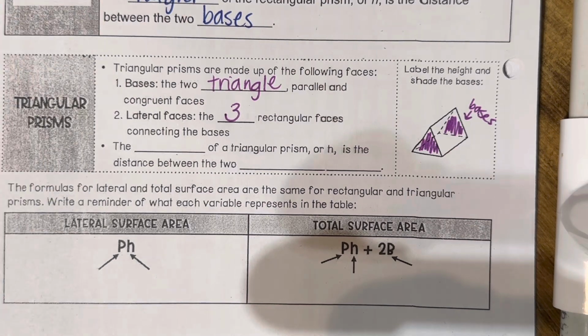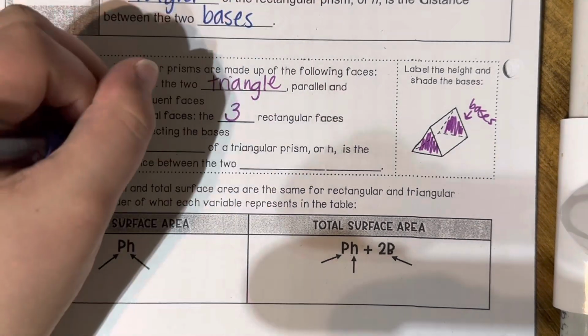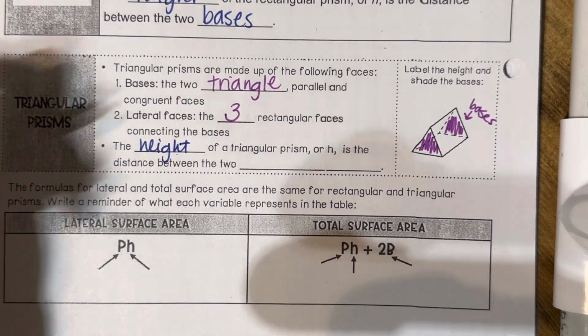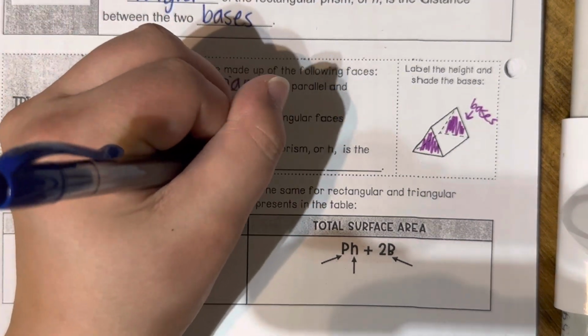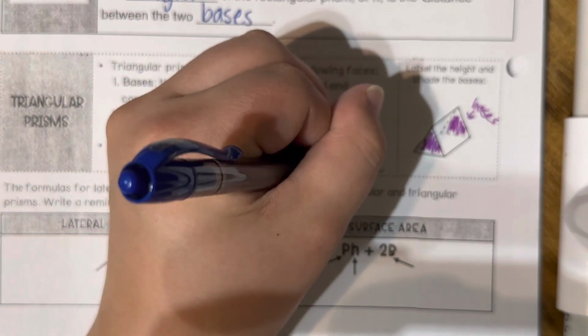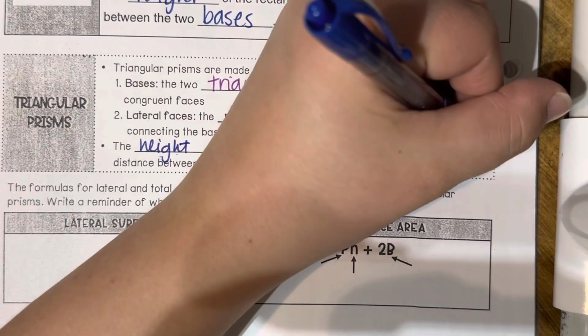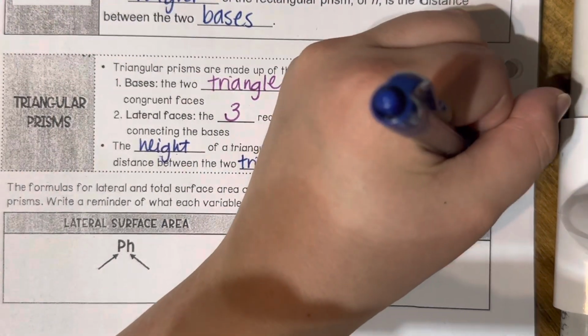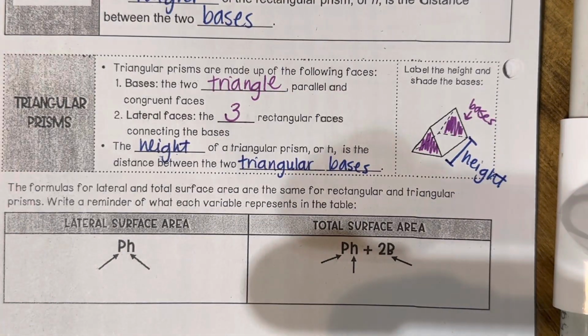And then the height of my triangular prism, or my h, is the distance between the two triangular bases. So it doesn't matter if my shape is laying down or standing up on the triangles, the height is always the distance between the two triangles.